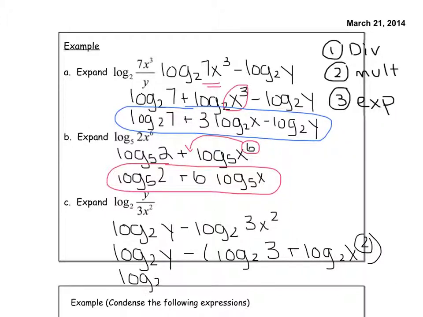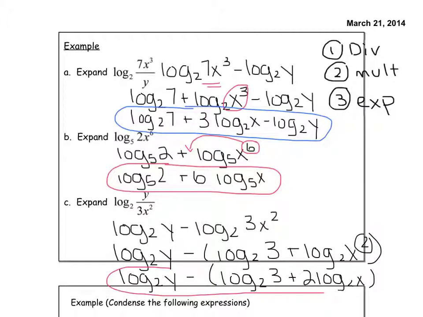So it's log base 2 of y minus log base 2 of 3 plus 2 times log base 2 of x. Then, since you have no division, no multiplication, and no exponents left, that is your final answer.